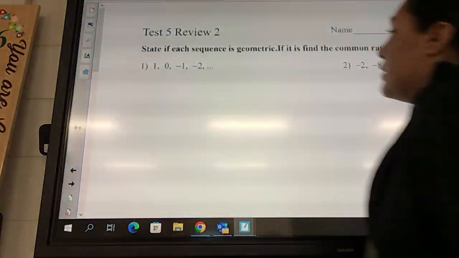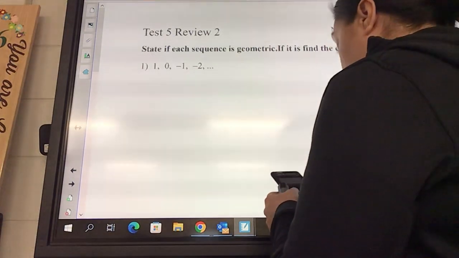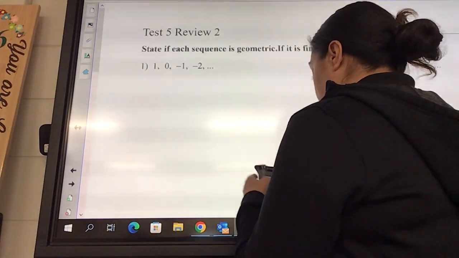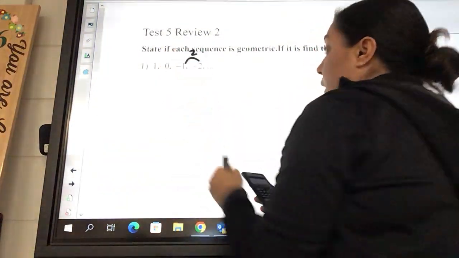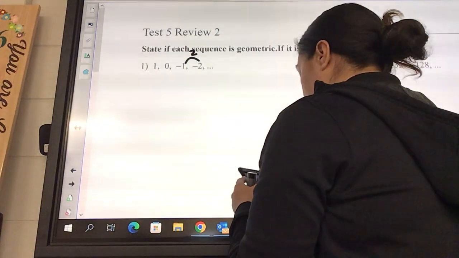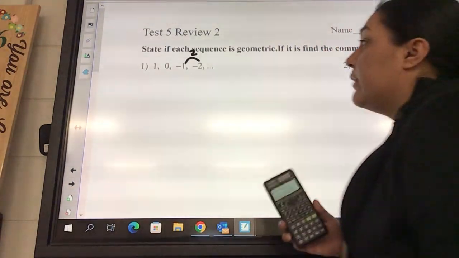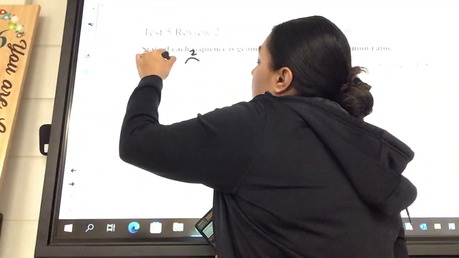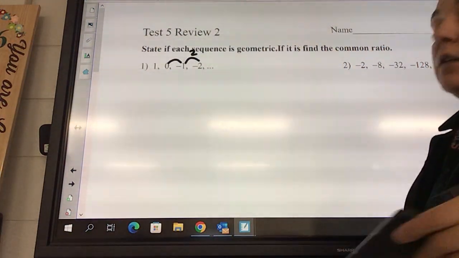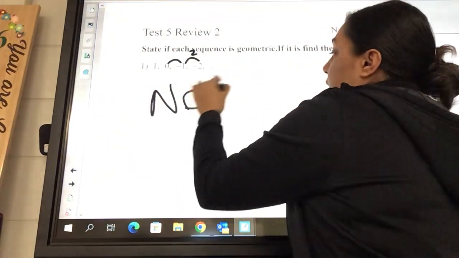Okay, the next section on here is about sequences. So we're going to take the first number and divide it by the last number. So you're going to say -2 divided by -1. And that's going to give you 2. -1 divided by 0. Okay, and when you do that on a calculator, you're going to get an error because you can't divide by 0. So 0 times what is going to give us -1? Well, nothing. Anything times 0 is 0. So this is going to be not geometric.